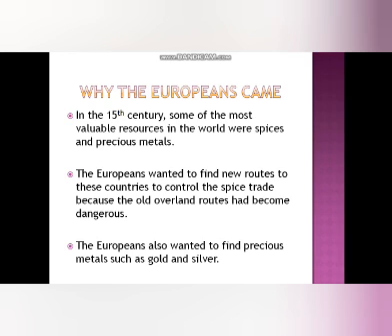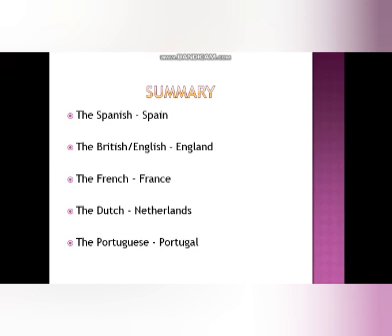This is one of the next reasons why they came to the Caribbean. The Europeans wanted to find new routes to these countries to control the spice trade, because the old overland routes had become dangerous. The Europeans also wanted to find precious metals, and these metals consist of gold and silver, all right? So these are the main reasons why the Europeans wanted to come to the Caribbean. All right, bear that in mind.